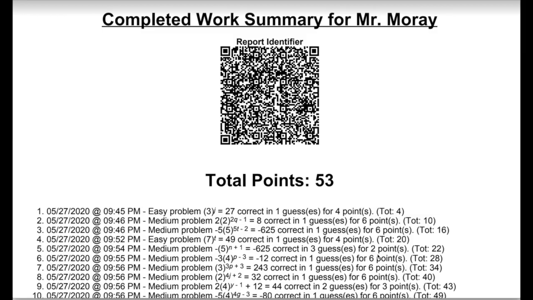Alrighty, folks, so the last thing I'm going to show you here is an example of what the report looks like. So this is a report that was sent to me and would be sent to you. So you can see it says complete work summary for your name. It's got this unique QR code, which when I scan it will verify that this is a unique report, right? And it's unique to every single time you generate the report.